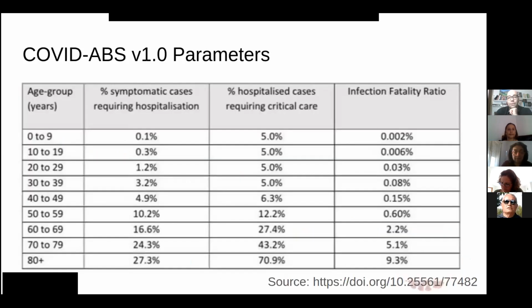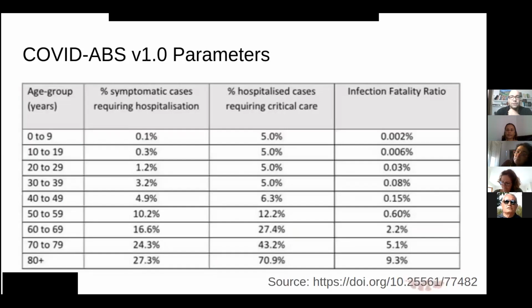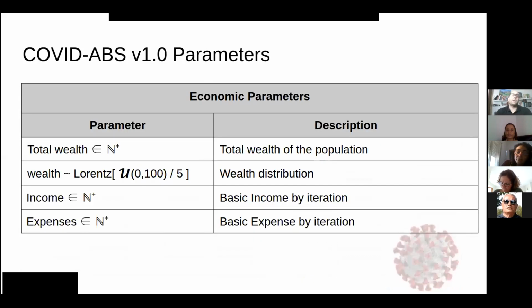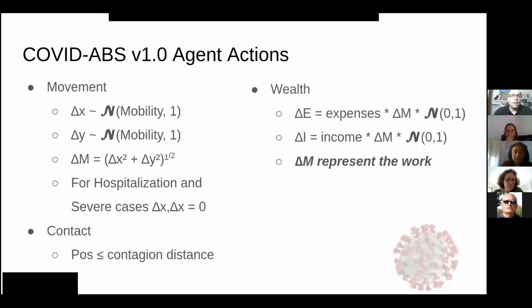So we have some studies. This study is from Imperial College, about some of the epidemiological parameters such as contagion rate, severity, mortality, and other parameters. Finally, we have economic parameters such as the total wealth of the population, the distribution of the wealth, and the basic income and expense by iteration. Okay, with this, this is just a small plot of the wealth distribution, also known as the Lorenz curve.